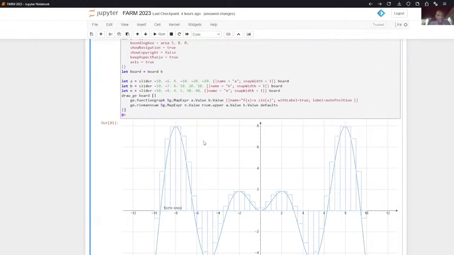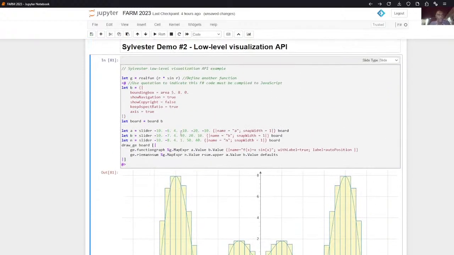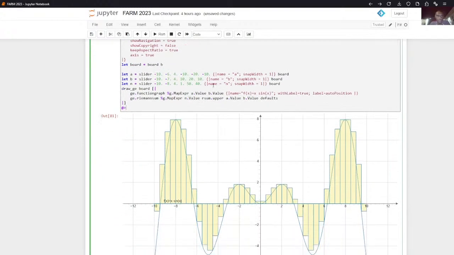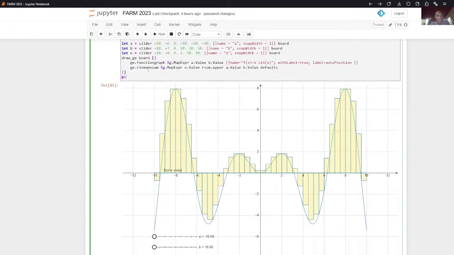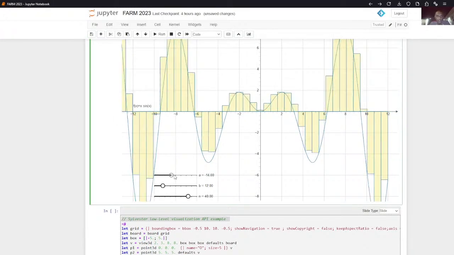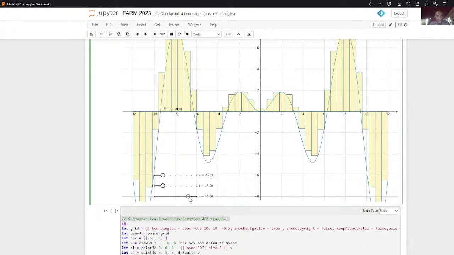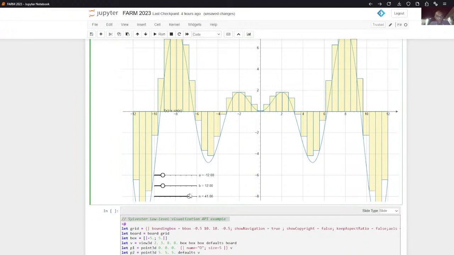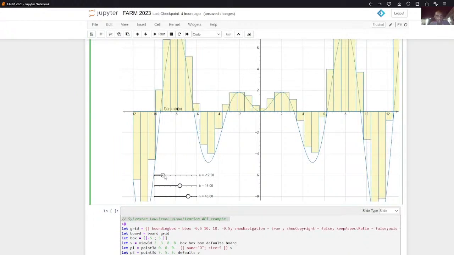Okay, so what happens is that when we define this code, we define it inside the F# quotation. Defining this in an F# quotation signals to the Jupyter kernel that this F# code should be compiled to JavaScript. So when we run this particular code, it gets automatically compiled into JavaScript, and it gives us this visualization. Okay, so this is just a Riemann sum visualization. And we're using sliders again just to define different parameters, the endpoints and how many strips we're using in our integration.